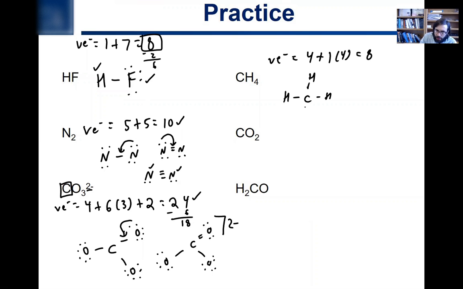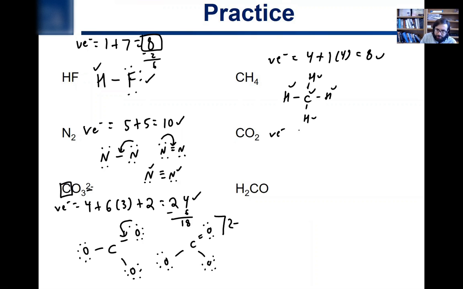We're just going to connect all these. Carbon goes in the center because hydrogen can never be in the center. It always has to be a terminal atom. And we have 2, 4, 6, 8. Done. Hydrogen has the duet rule. All of our electrons are on the board. And hydrogens have just 2 across here for the one line. And carbon has the octet rule, 2, 4, 6, 8.